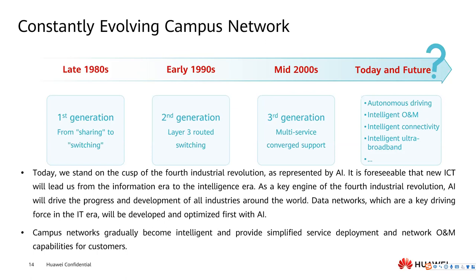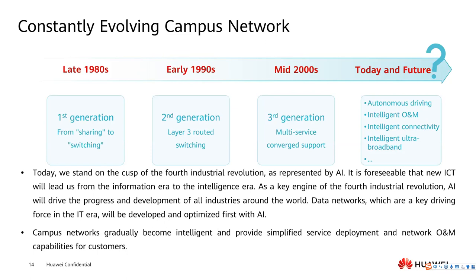This generation of campus network generally met the requirements of enterprises that are in the early stage of wireless transformation. However, Wi-Fi networks cannot deliver a high enough service quality and therefore can only be used as a supplement to wired campus network. Okay, this is the third generation, multi-service converged support, the third generation campus network.